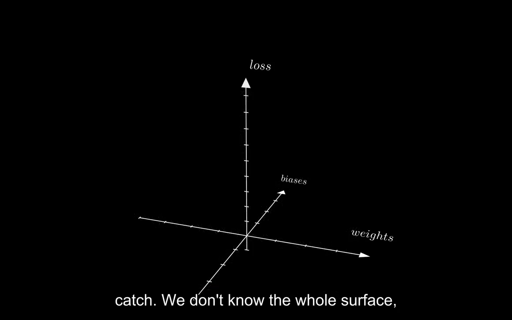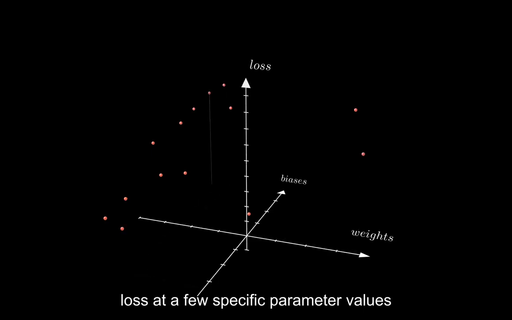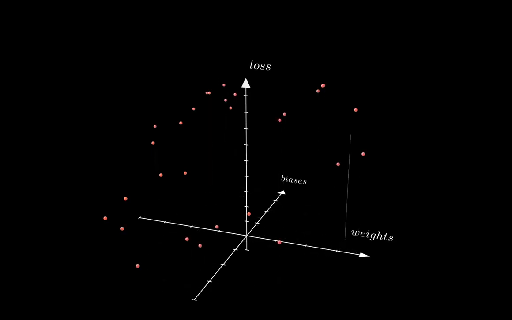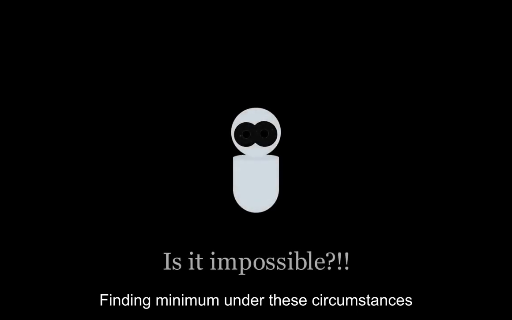But here's the catch: we don't know the whole surface, and calculating every point would take forever. All we can do is measure the loss at a few specific parameter values and guess what might be in between. Finding the minimum under these circumstances seems impossible, but Newton gave us a shortcut.